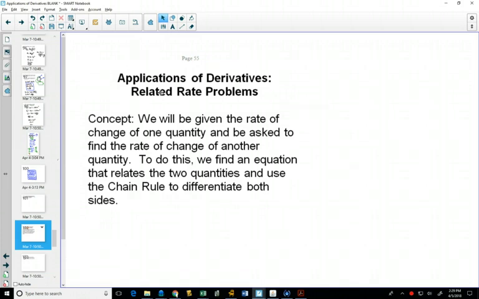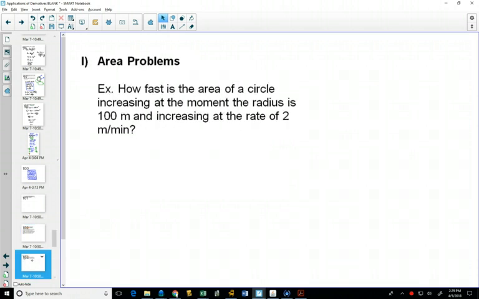Okay? So in order to do this, we're going to need to find an equation that relates the two variables that we know are changing with respect to time, and then use the chain rule and implicit differentiation to differentiate both sides. So what does that look like? Well, here's a question. How fast is the area of a circle increasing at the moment its radius is 100 meters and it's increasing at a rate of 2 meters per minute?